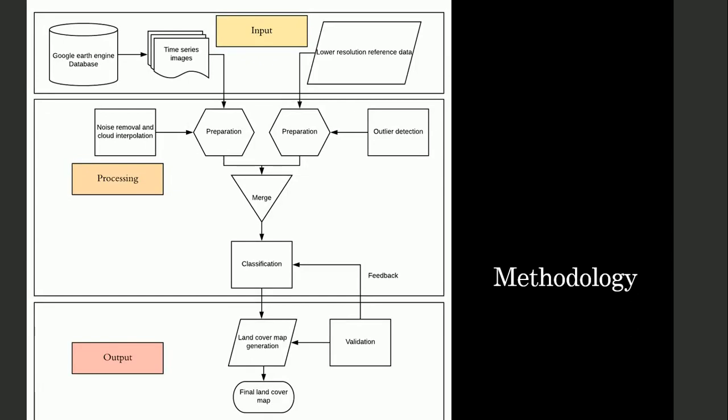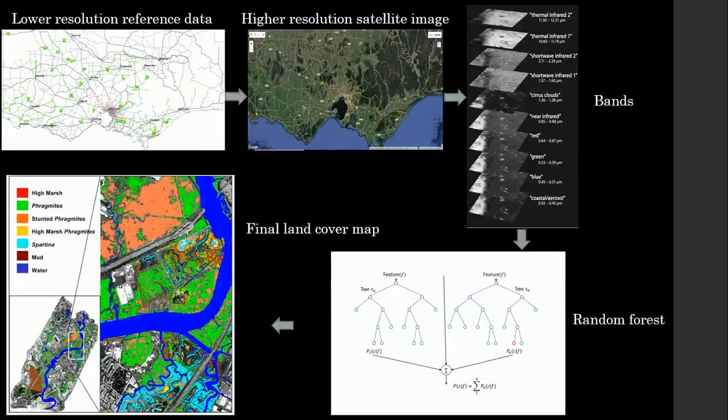So this is the proposed methodology, where we take these two data sources and do the image pre-processing. In the raster image, or the satellite image, we remove the clouds and the noise. And for the lower resolution image, we remove the outliers of misclassified labels. Then we can use this data set to do our classification using random forest and generate an accurate land cover map. So this is how the process looks.